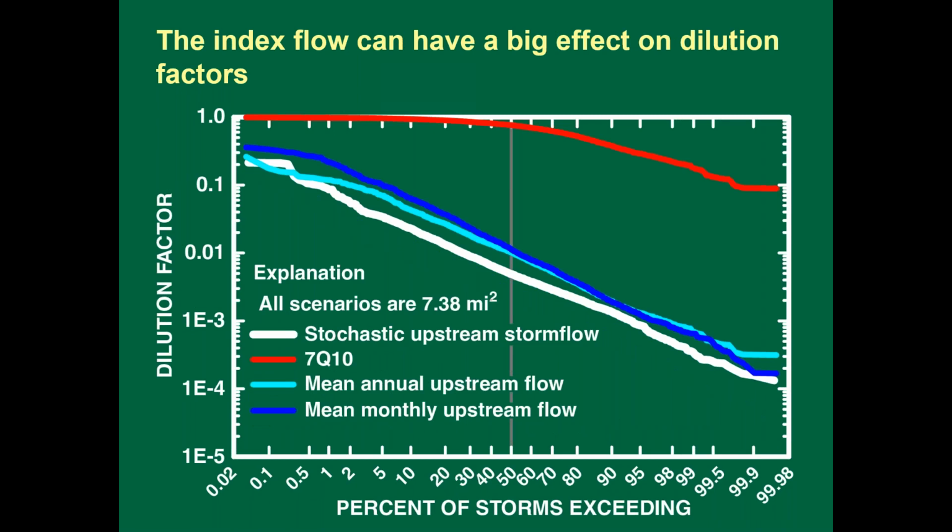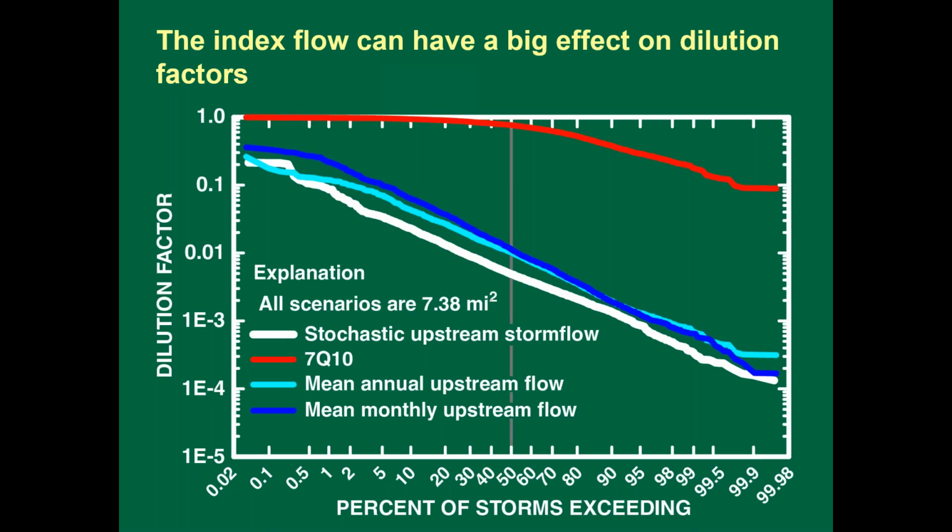Now, this graph shows that the index flow can have a big effect on dilution factors, and therefore your estimates of the potential effects of runoff on receiving waters. This is a sensitivity analysis to see how the upstream flow specification method affects the results. The vertical axis is the dilution factor on a logarithmic scale over 5 orders of magnitude, just like we had on the other graphs.